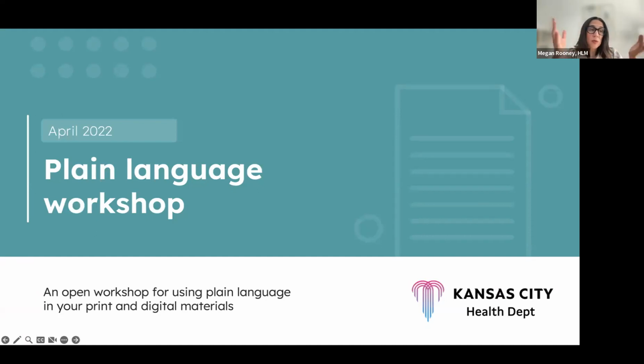This was a workshop where we did invite any participants to share their materials with us beforehand. I don't believe we got any, but if there's any questions or anything that you'd like to ask during this workshop, we definitely left the last half for more of an open discussion. So please bring your questions around your specific materials or your specific needs.